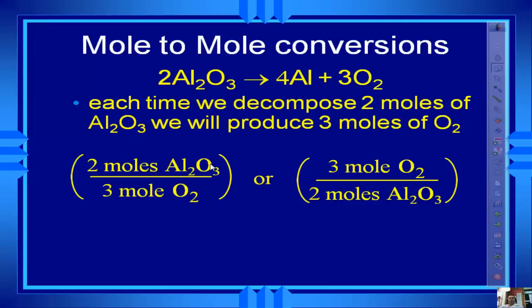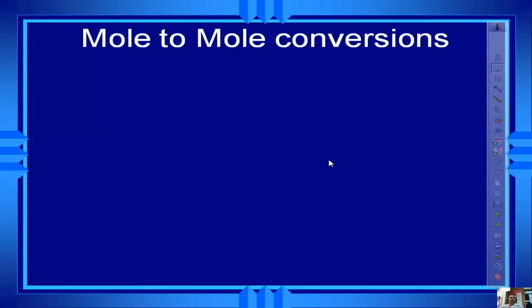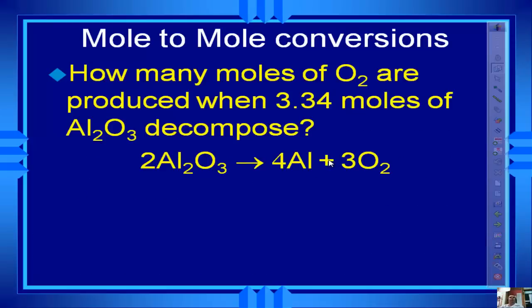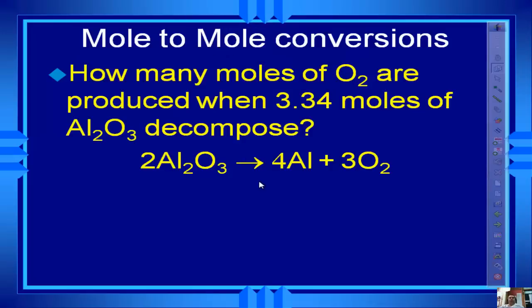Again, you might be saying, well, which one do I use? That's where our railroad tracks are going to come in. These are the 2 possible mole ratios for you to use in the solution of this problem. The question says, how many moles of O2 are produced when 3.34 moles of Al2O3 decompose? Notice the key words here, moles to moles. And as it says up here, this is a mol-to-mol ratio.